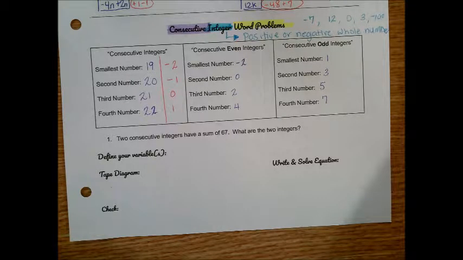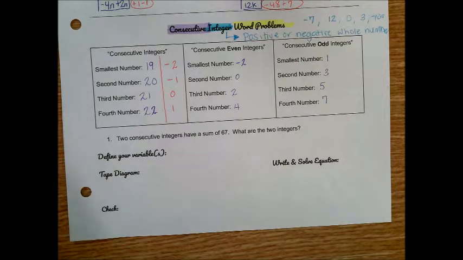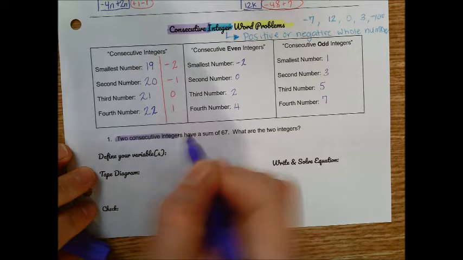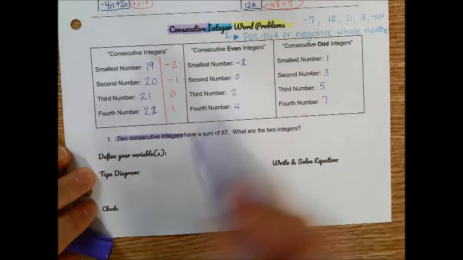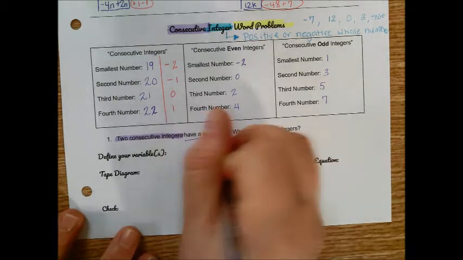Let's take a look at number 1. 2 consecutive integers have a sum of 67. What are the 2 integers? So we're not talking about consecutive even or odd integers. We're just talking about 2 numbers in a row, and they add up to 67. We want to know what they are.